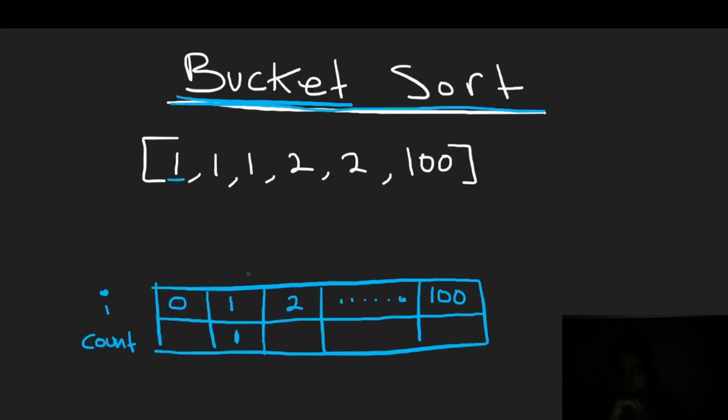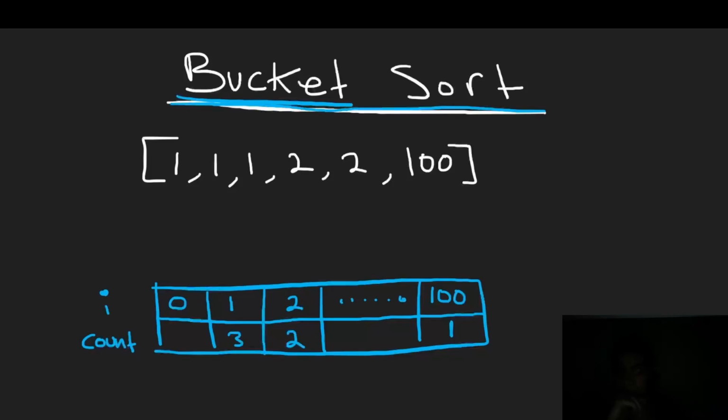Now we're going to see a second one, we're going to say 1 occurs twice, right? Basically, we're going to go through the input array, count how many times each value occurs, and then in our array, put that count for that index. Map the value to the index and then put the count of that value. So 1 occurs 3 times, 2 occurs twice, 100 in this case occurs once.